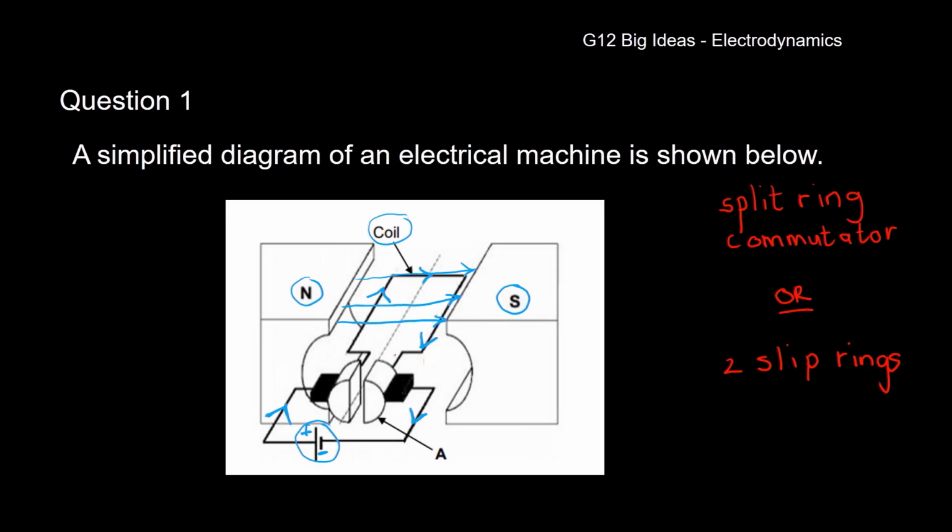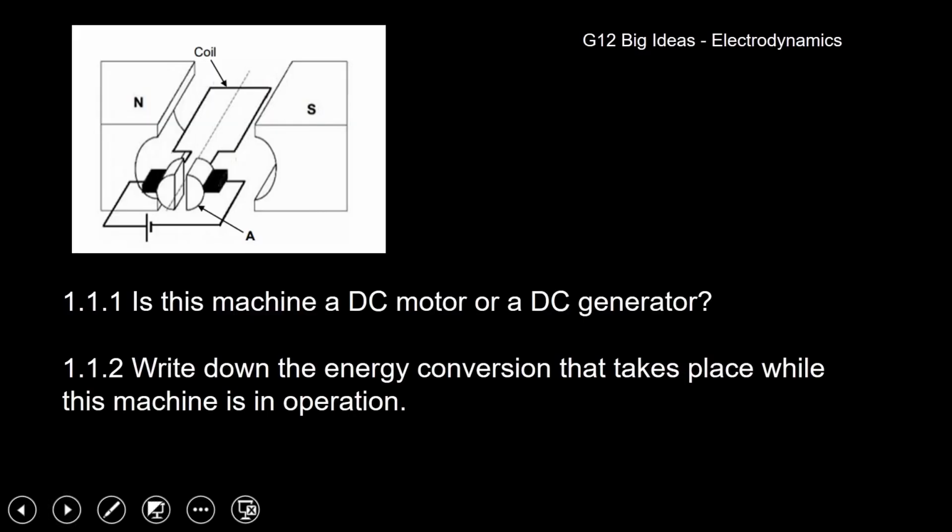This weird looking thing here is either going to be a split ring commutator, I've written them up there, or it's going to be two slip rings. So we need to decide which one it is. So let's see what the question is asking of us.